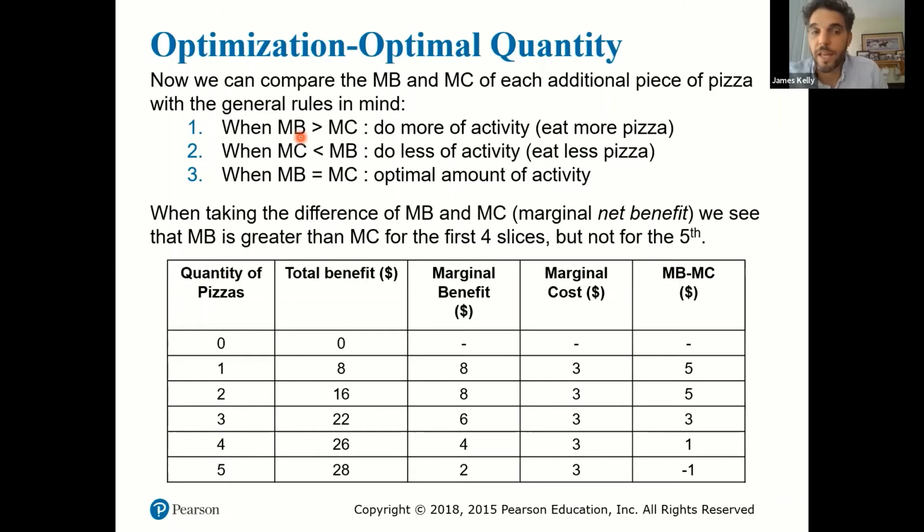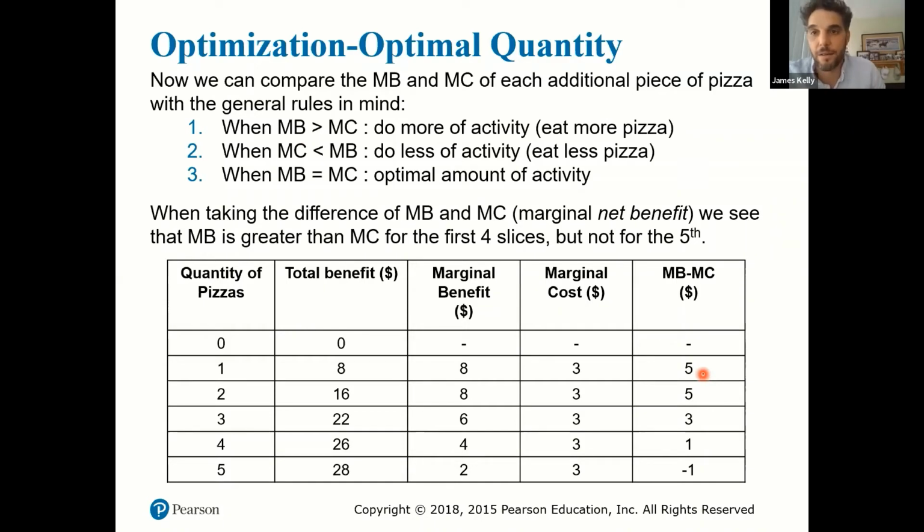If the marginal benefit is greater than the marginal cost, then we do more of the activity. Well, let's look down here. If we decide to consume the first piece of pizza, what's our marginal benefit? $8. What's our marginal cost? $3. What's the difference between the two? Is marginal benefit greater than marginal cost? Yes. Should we consume that first piece of pizza?